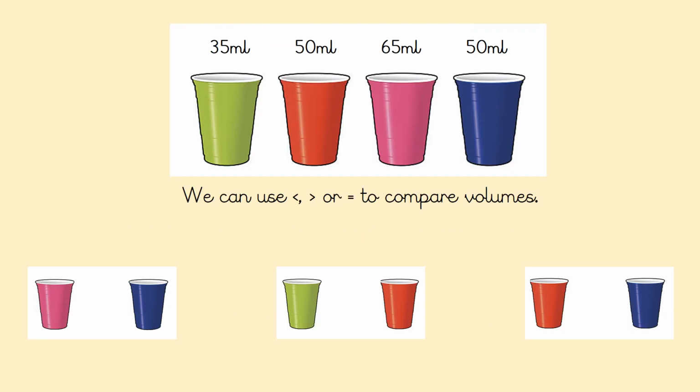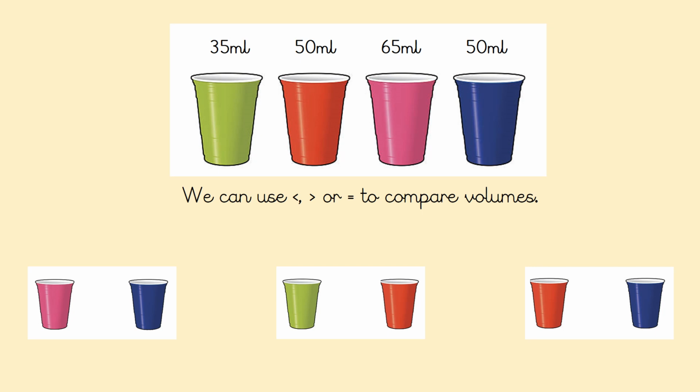We can also use our less than, greater than, or equal to symbol to compare the volumes. So we've got 4 cups here. The green one has 35 millilitres in it, the red one has 50 millilitres in it, the pink one has 65 millilitres in it, and the blue one has 50 millilitres in it.